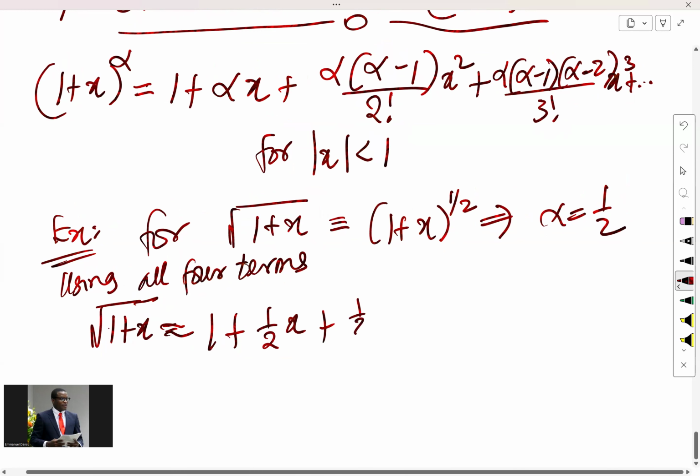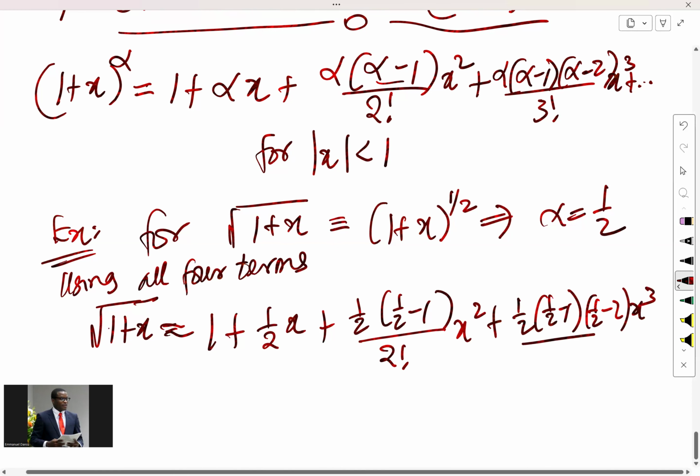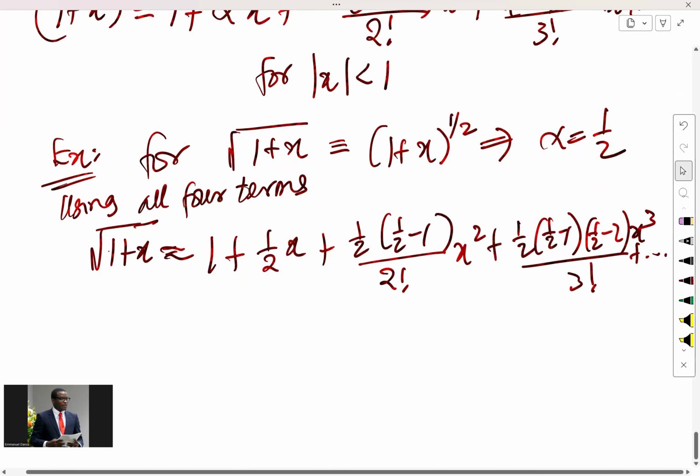So alpha is half up there, and you have half minus 1, this here, all over 2 factorial. Then you have x squared plus, again, half into half minus 1 into half minus 2, x cubed all over 3 factorial, and all of that continues. So we can get a term for that.